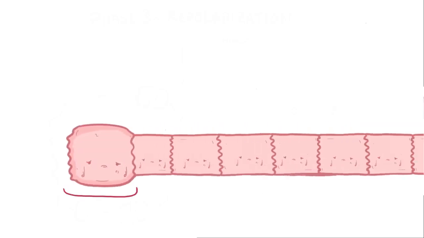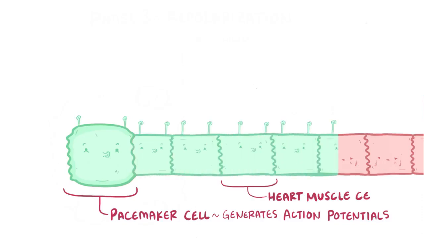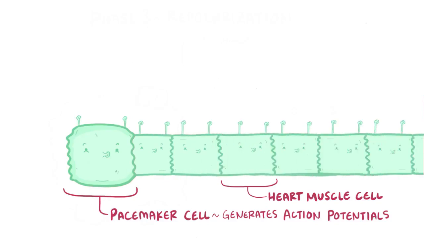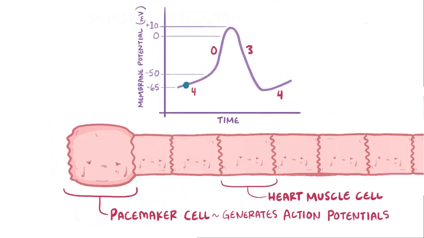Alright, as a quick recap, pacemaker cells generate action potentials automatically. Each action potential spreads through the heart muscle cells in a process called a depolarization wave. And each depolarization wave leads to a single heartbeat. For pacemaker cells, there are 3 phases. Phase 4, which is the slow depolarization phase. Phase 0, which is the rapid depolarization phase. And phase 3, which is repolarization.